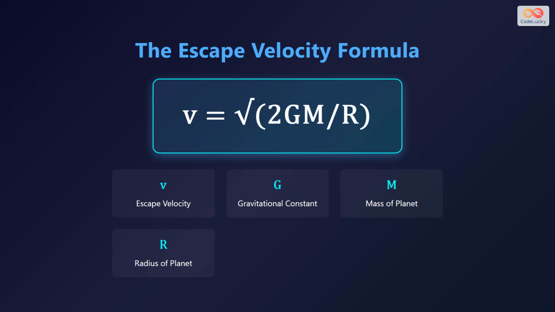After simplification, we arrive at the escape velocity formula. v equals the square root of 2GM/r. Here, v is the escape velocity, G is the universal gravitational constant, M is the mass of the planet, and r is the radius of the planet. This elegant formula shows that escape velocity depends only on the planet's properties, not on the object trying to escape.